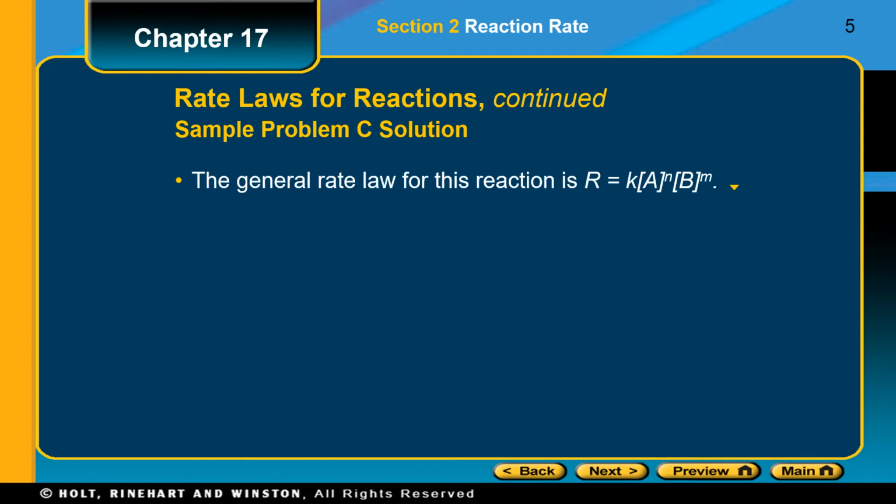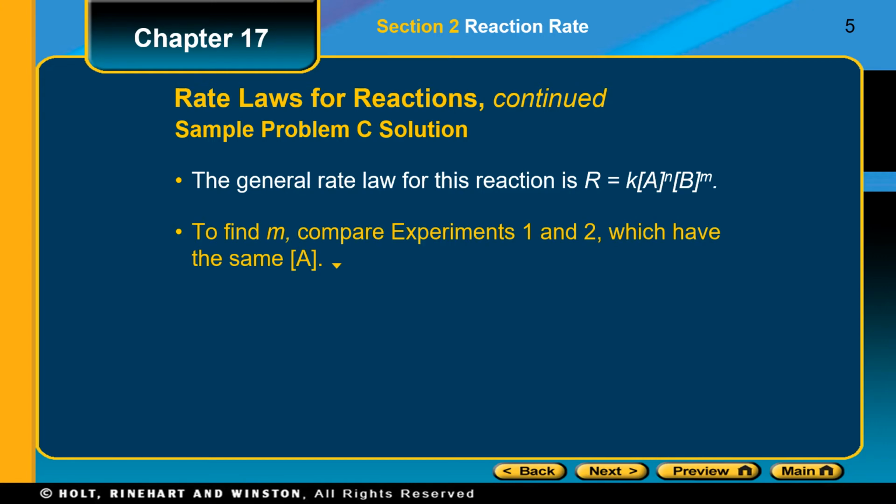So here we first write our generic or general rate law for this reaction. We have R equals K. It always begins with that. Then we list the reactants. This one has 2 reactants. The previous one had only 1. This one has 2 reactants, A and B. And our job now is to figure out what are the exponents. What's the exponent of A, that N? Now we're going to try to find out what N is. And then what is the exponent of B? What's M?